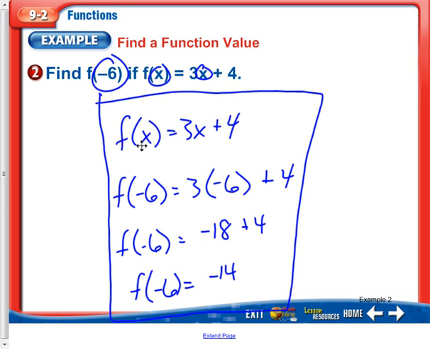Okay, again, f of x basically just means y, so f of x is the same thing as your y, but instead of putting y over here, use the f of x, so that way we get in the habit of seeing it like that.